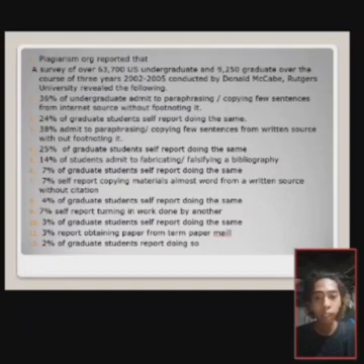And number 11, 3% report obtaining a paper from a term paper mill. And number 12, 2% of graduate students report doing so. Next.